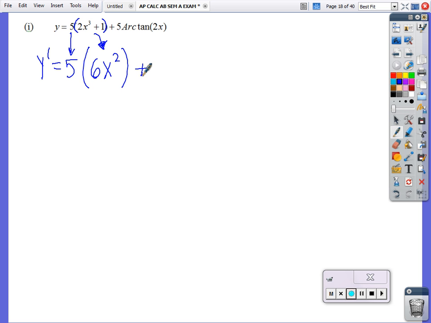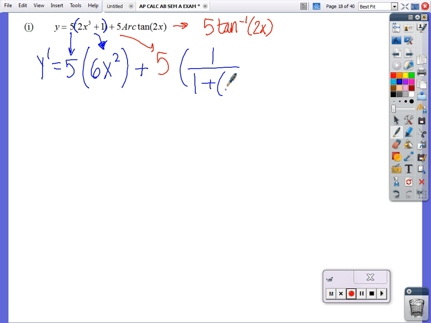And then plus, I'm going to do the same thing. This 5 can come down. And then I'm going to take the derivative of arctan. Arctan is the same thing as tangent inverse of 2x. So the 5 already is down there. The derivative of tangent inverse would be 1 over 1 plus (2x) whole thing squared. The derivative of the 2x would be 2.